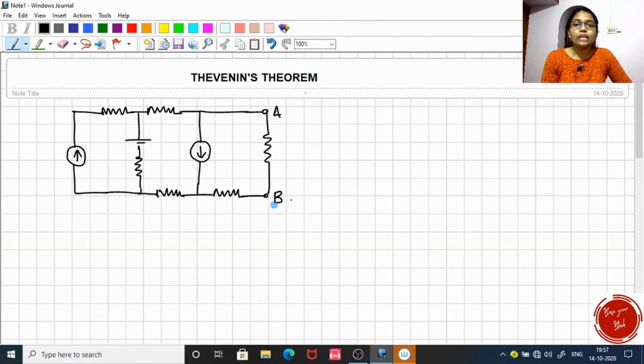But let me tell you that if we use Thevenin's theorem, we can easily get the current through this particular branch AB without even knowing the current that is in the intermediate points. Okay, so let's see how it's done.